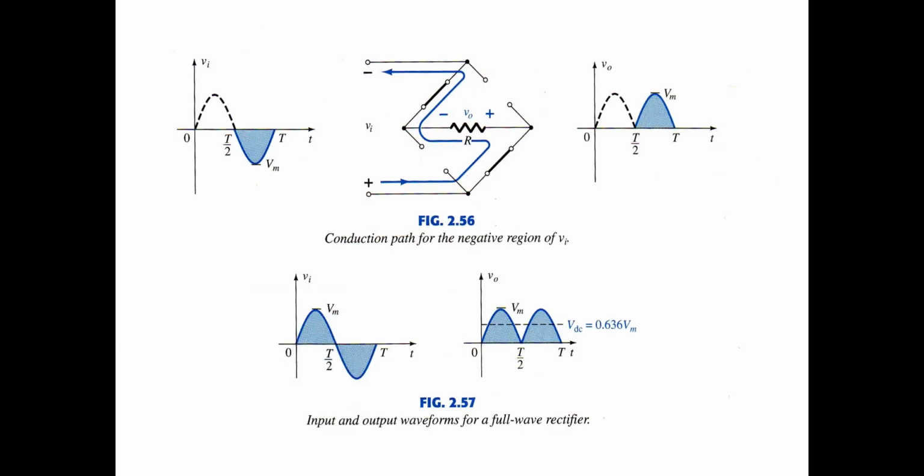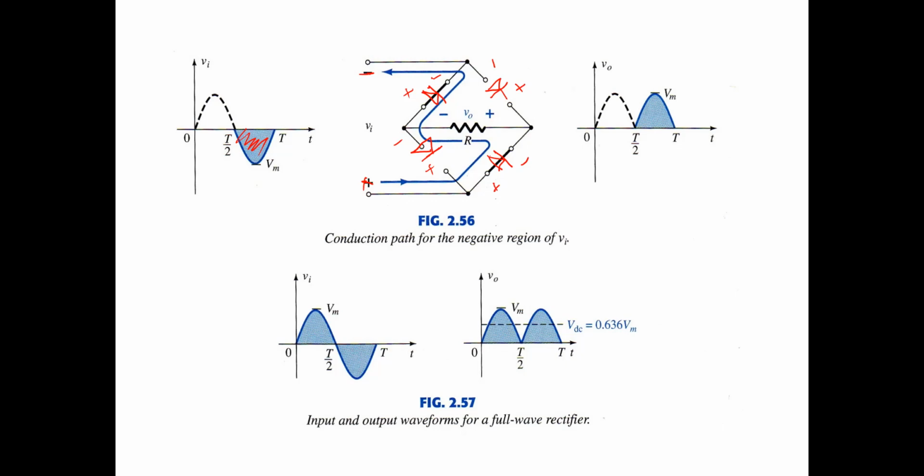Okay, and in the negative cycle, I draw the diodes like this. So in the negative cycle, we can represent this as the positive and this as the negative because of the negative cycle. So this is negative, this is positive, this is negative, positive, positive, negative.